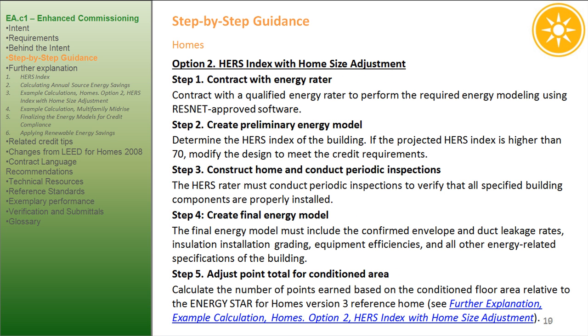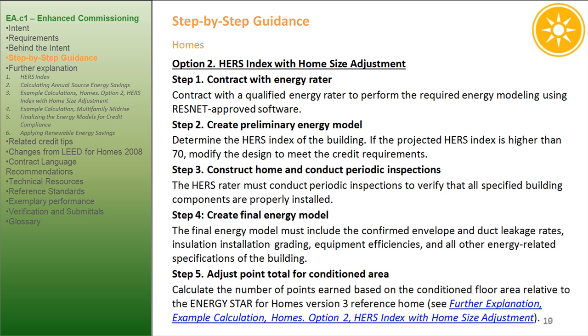Step 1. Contract with energy rater. Contract with a qualified energy rater to perform the required energy modeling using RESNET approved software. Step 2. Create preliminary energy model. Determine the HERS index of the building. If the projected HERS index is higher than 70, modify the design to meet the credit requirements.